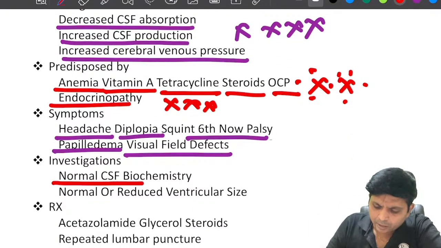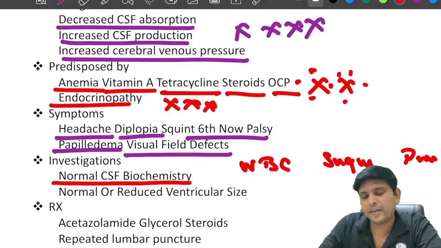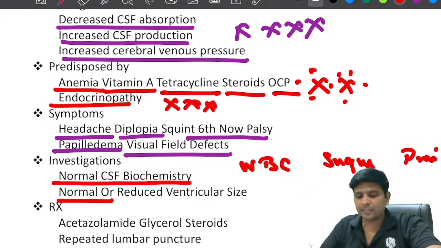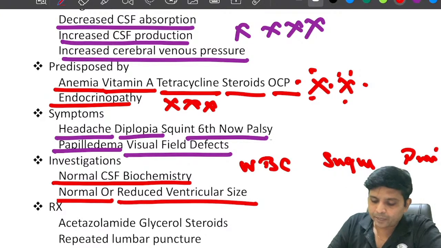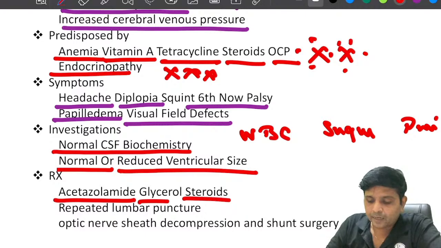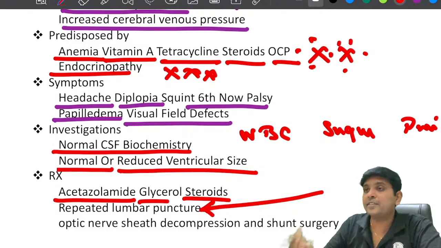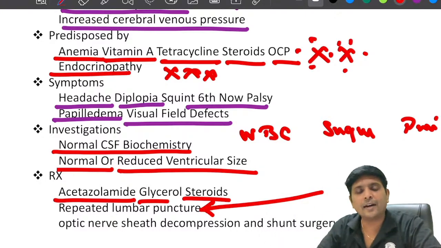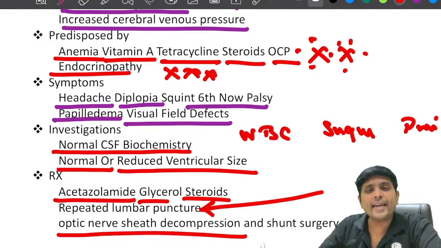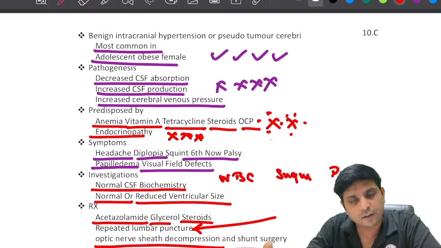Investigation: look here, there is normal CSF biochemistry. That means WBC will be low, sugars will be normal, and proteins will be less than 40 milligram per deciliter. There is no mass effect, and the ventricular size can be small. Treatment is acetazolamide. You all know from your third year that acetazolamide, glycerol and steroids reduce the CSF pressure. Even a simple lumbar puncture often relieves headache and diplopia. So many signs occur as a result of raised intracranial tension. Finally, it can lead to optic nerve atrophy, which can be prevented by optic nerve sheath decompression as well as shunt surgery, but these are very rarely used nowadays.